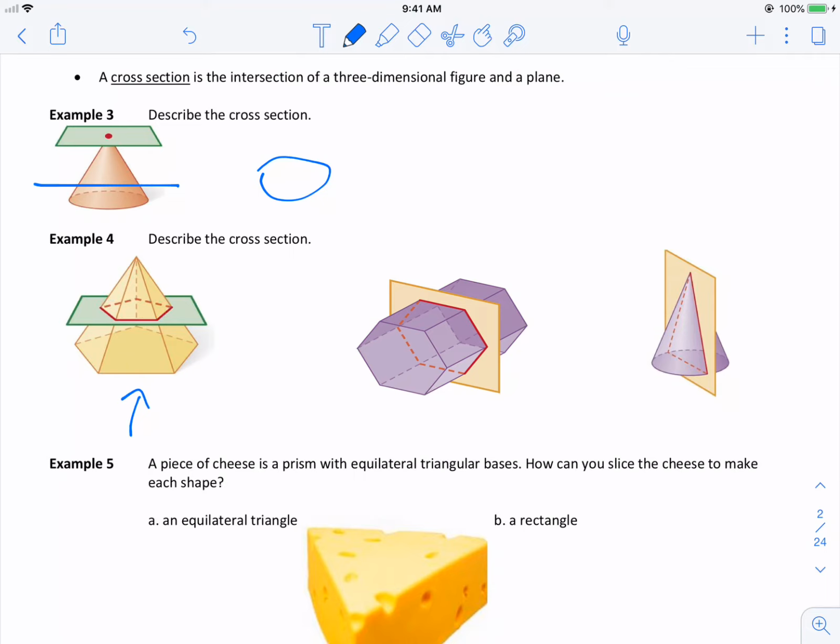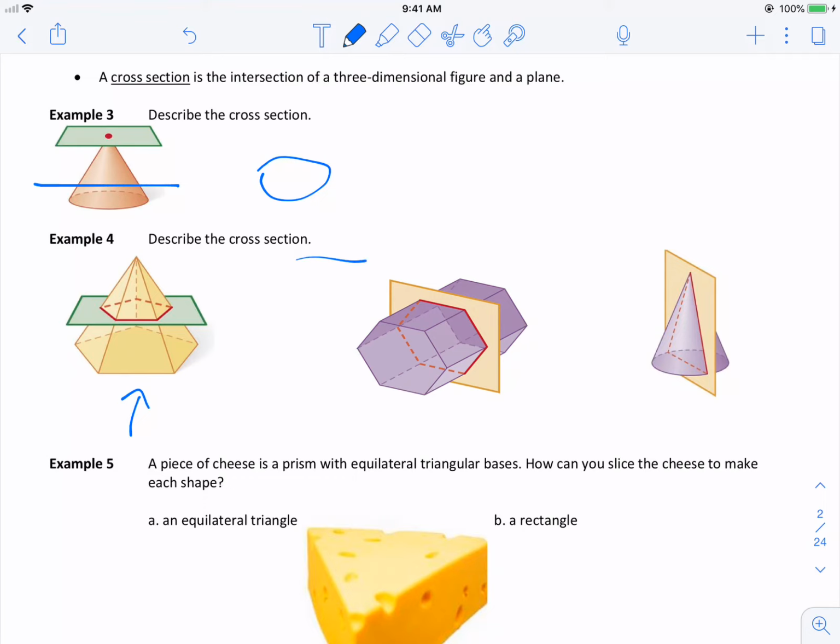On our next example, we have a vertical cross-section slicing down through this hexagonal prism. So our cross-section in this case, because it's a prism, is going to be the same shape as the base. It's going to be a hexagonal cross-section. In this case, it will be congruent to the two bases of this prism.